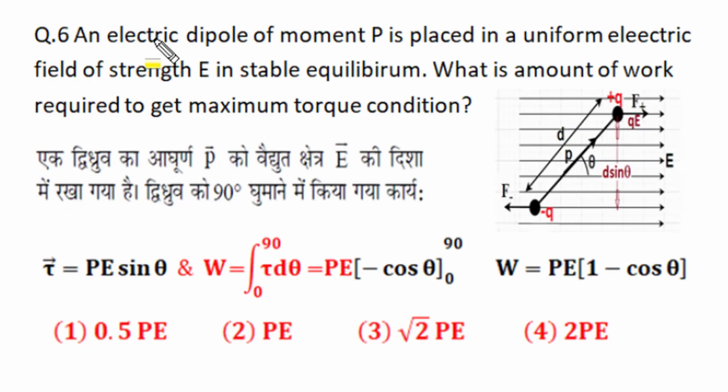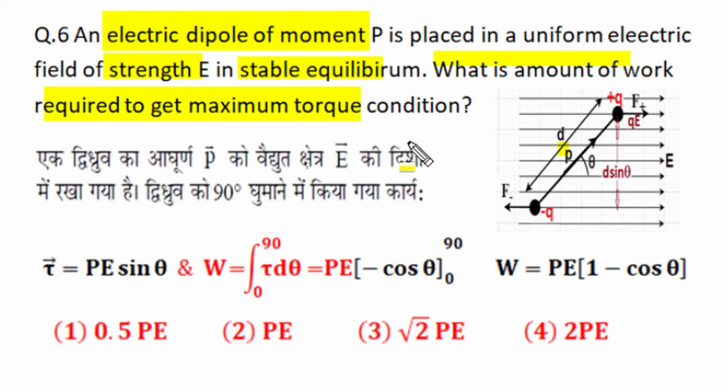An electric dipole of dipole moment P is placed in a uniform electric field of strength E in stable equilibrium. That means the dipole moment direction and electric field direction are aligned, and the angle between the P and E vectors is 0. What is the amount of work required to rotate the dipole from the stable equilibrium condition to the maximum torque condition?